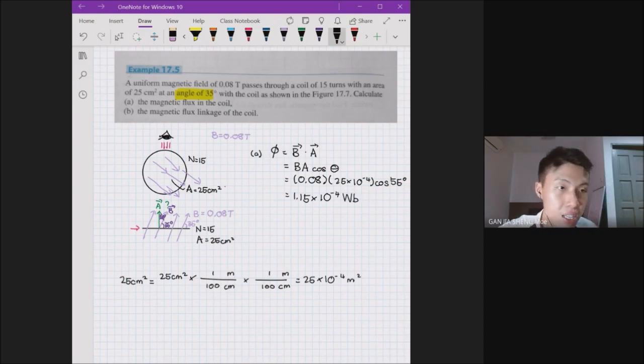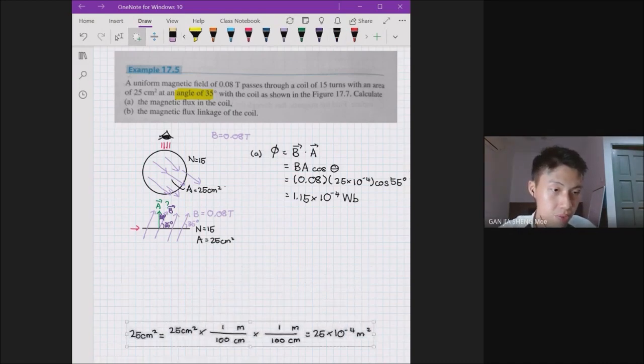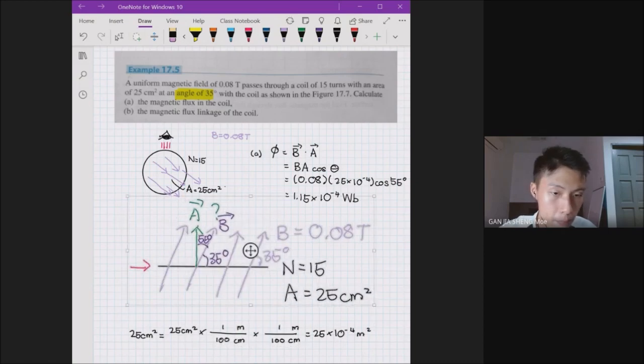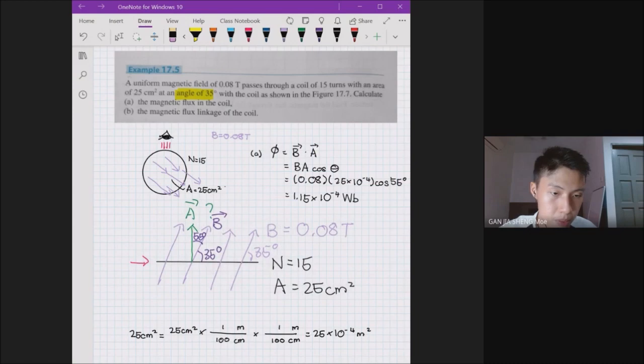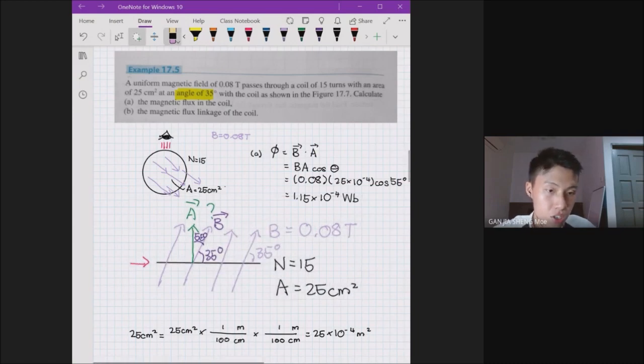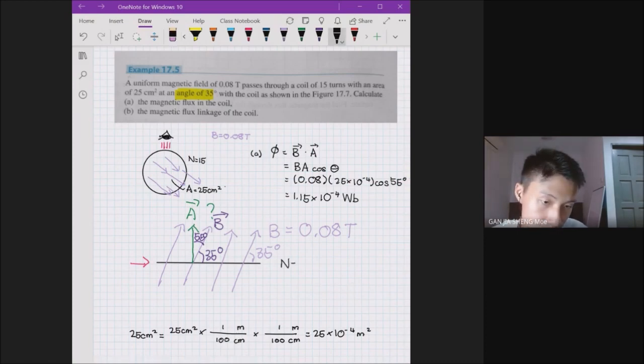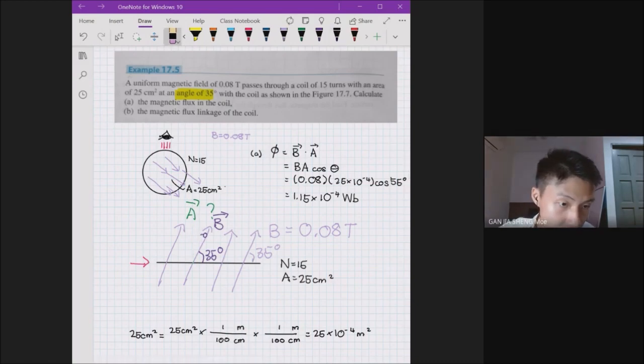Okay, I think I should enlarge this diagram just to make it clear. Okay, so let me redraw the thing here.